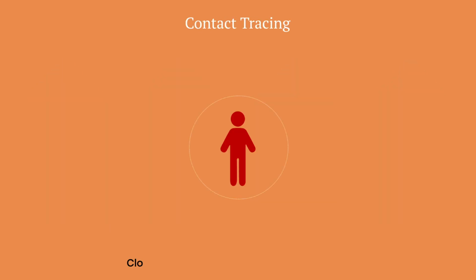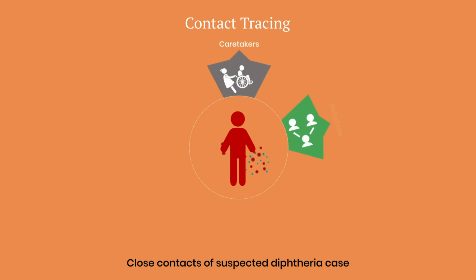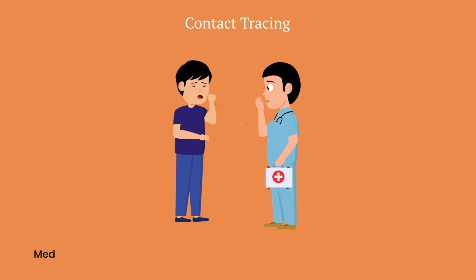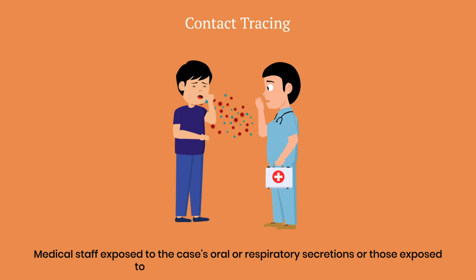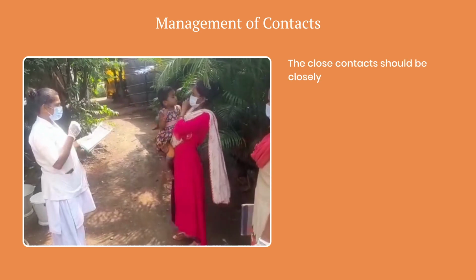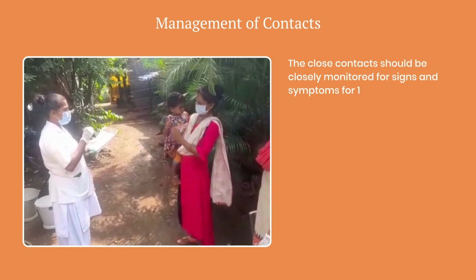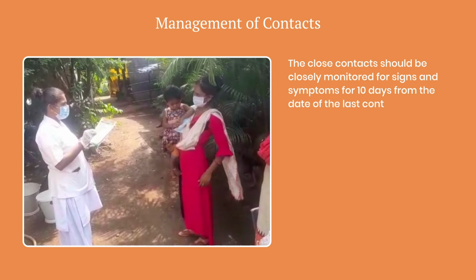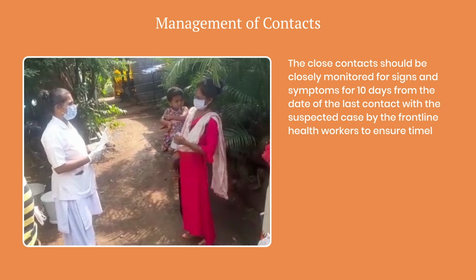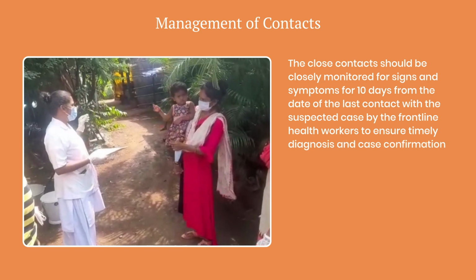Contact tracing. Close contact of suspected diphtheria case include caretakers, relatives, sexual contacts, fellow students and friends. Medical staff exposed to the case's oral or respiratory secretions or exposed to the wounds should also be monitored. Management of contacts. The close contacts should be closely monitored for signs and symptoms for 10 days from the date of the last contact with the suspected case by the frontline health workers to ensure timely diagnosis and case confirmation.